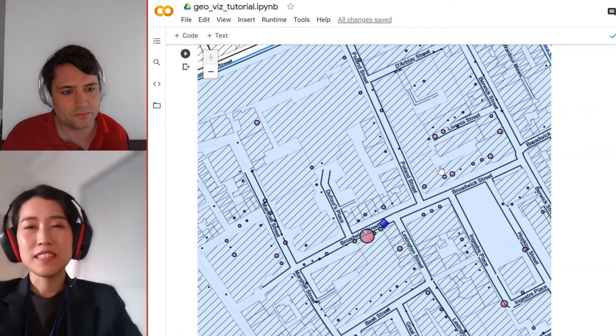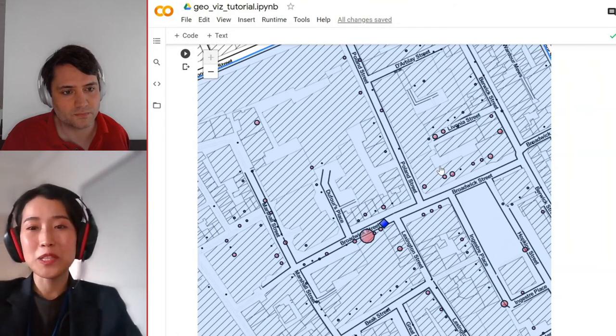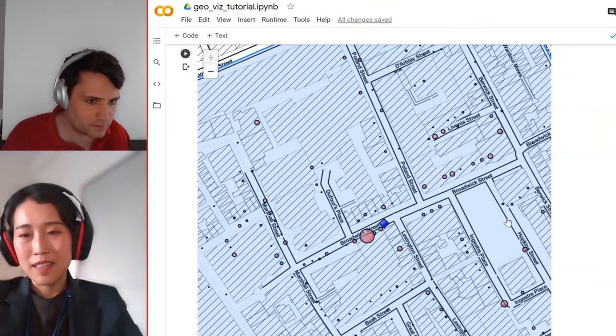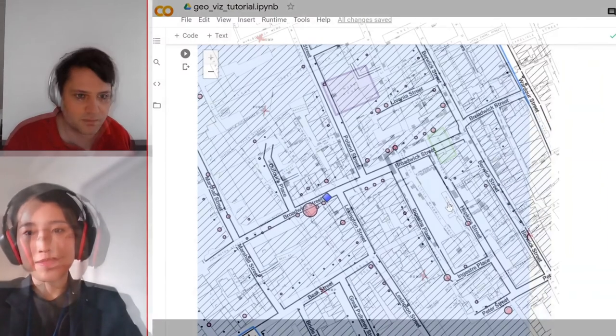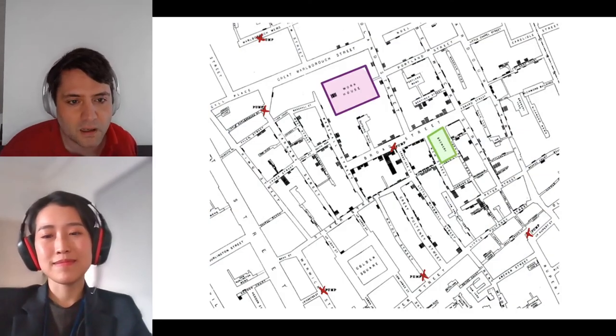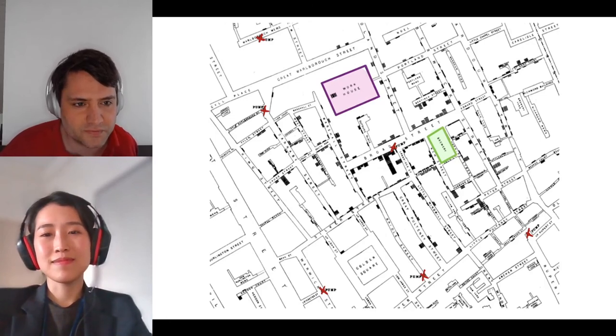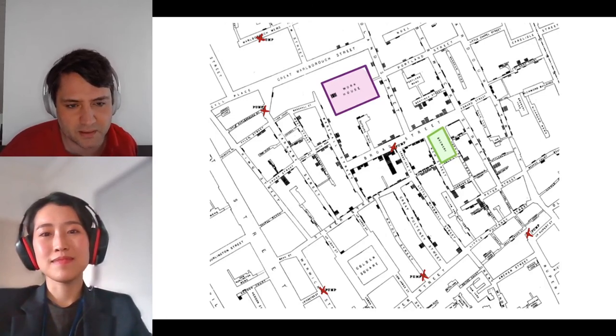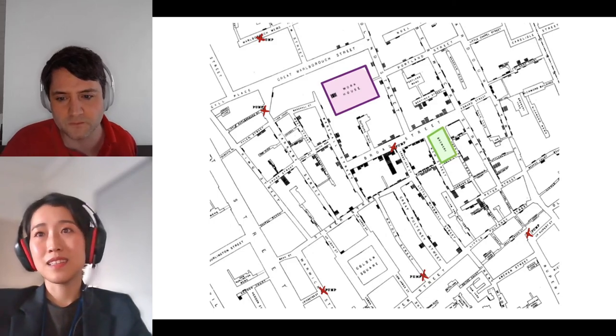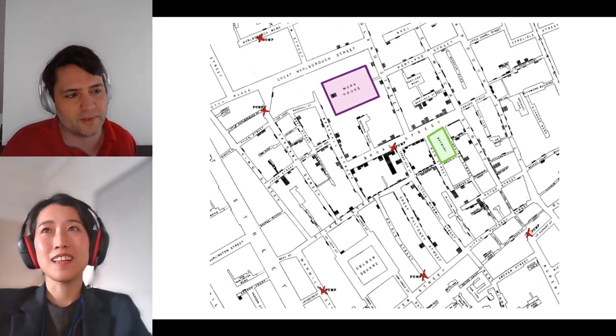Well, in fact, the hint is already on the map, the old map from Jon Snow. Let's have a look at it again then. All right. So there are two different types of buildings there, a green one and a purple one. One is a brewery and the other one is a workhouse. Exactly. So maybe you can explain a bit.